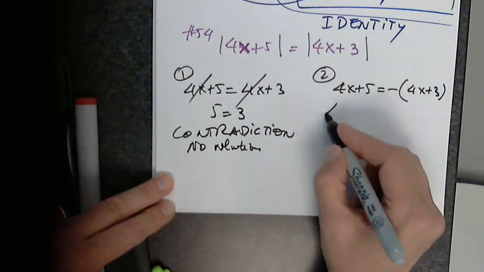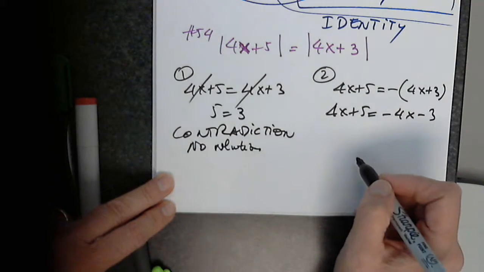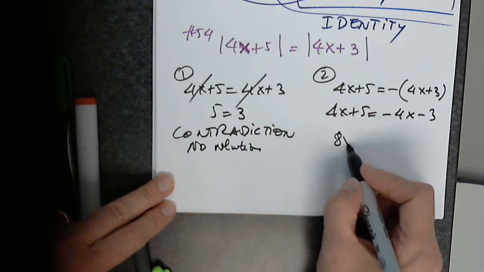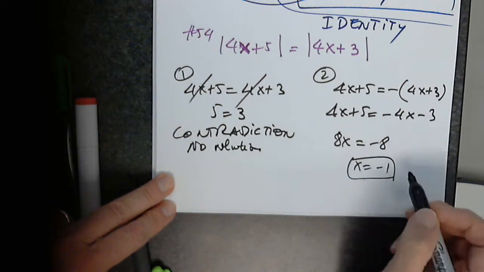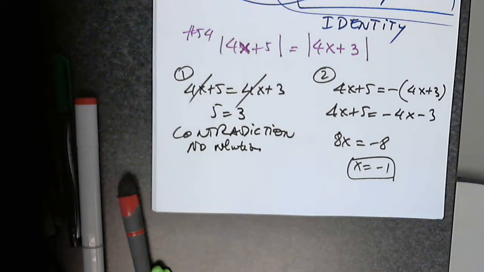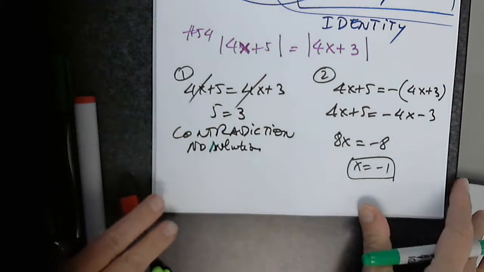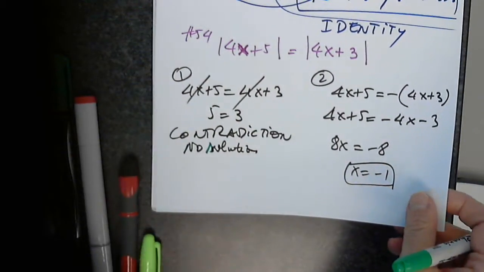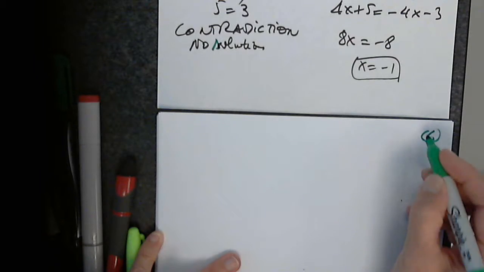So for the other one, I have 4x plus 5 equals negative 4x minus 3. I will bring 4x and get 8x. I will bring 5 and get negative 8, so x equals negative 1. And how many solutions does this equation have? 1. Just 1 solution. This one is no solutions. Any questions? Any questions?